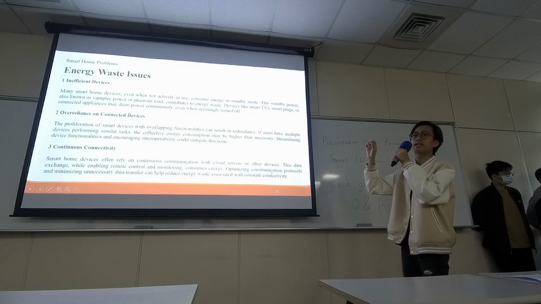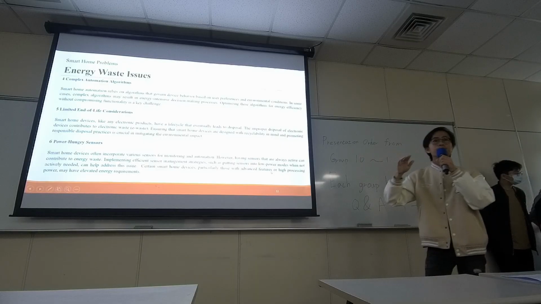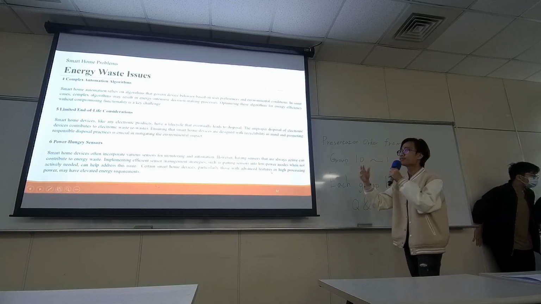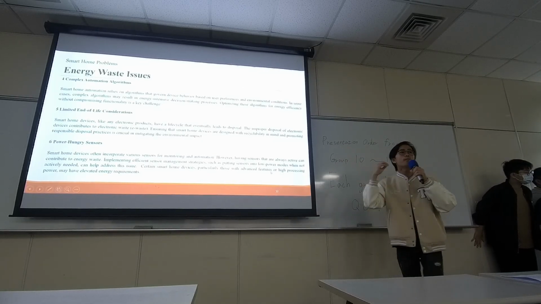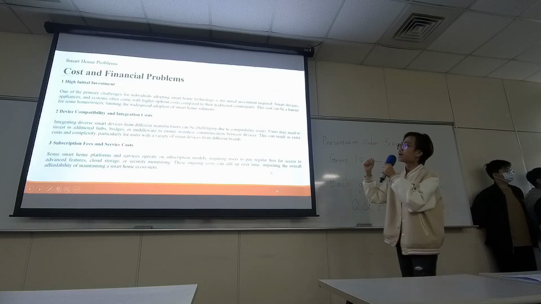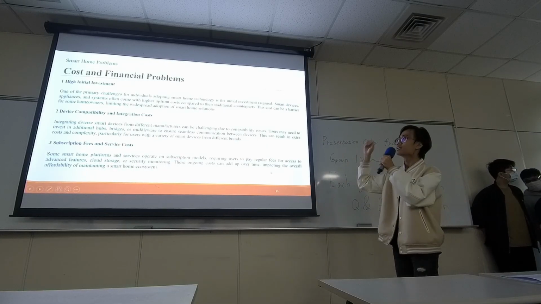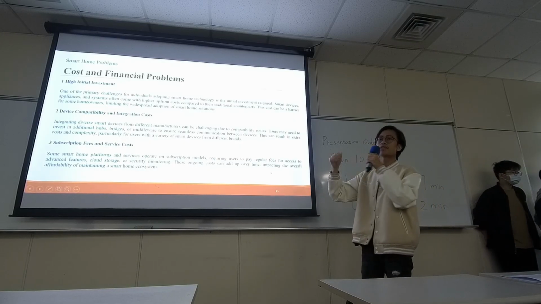continuous connectivity. Next slide. And there's a complex automation algorithm because the algorithm must be pretty complicated to integrate all of that. And there's limited end of life consideration and power hungry sensors from all the devices. Next. And there's the financial problem from all these smart home devices, which is a high initial investment, device compatibility, subscription fee, and service costs.